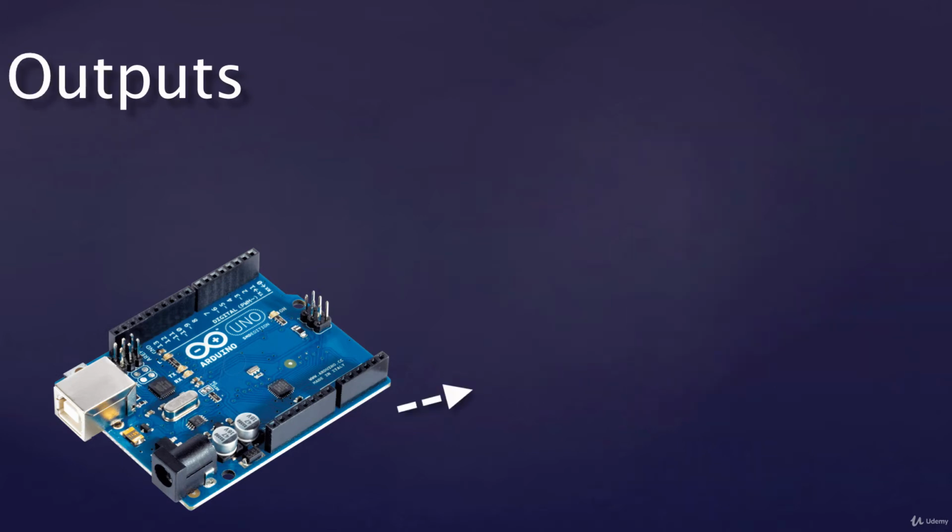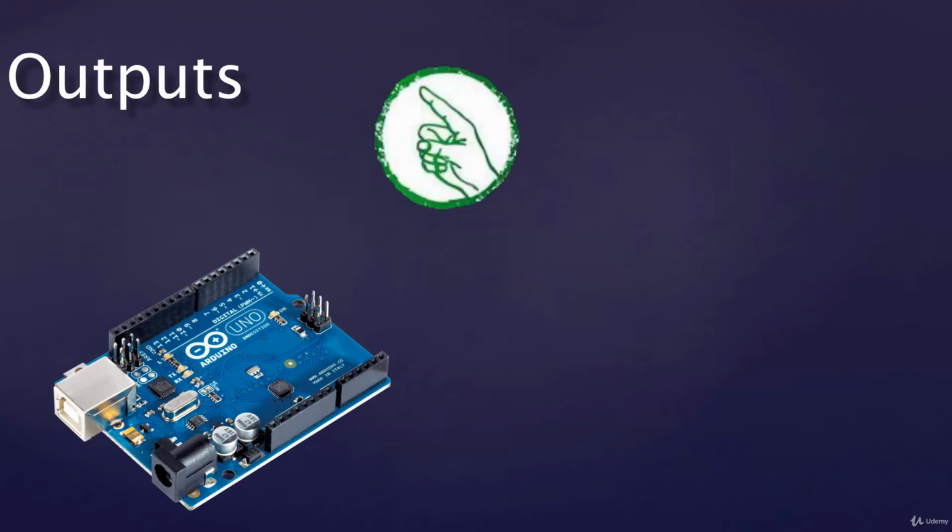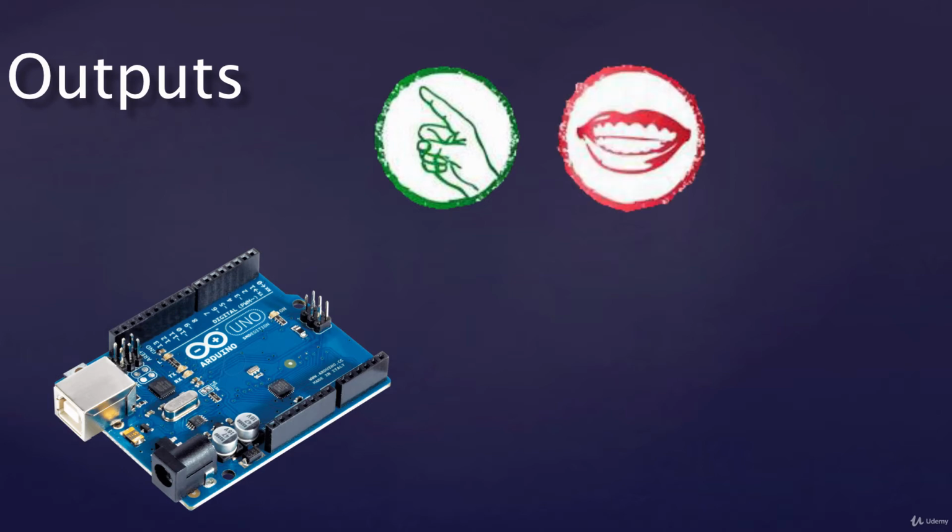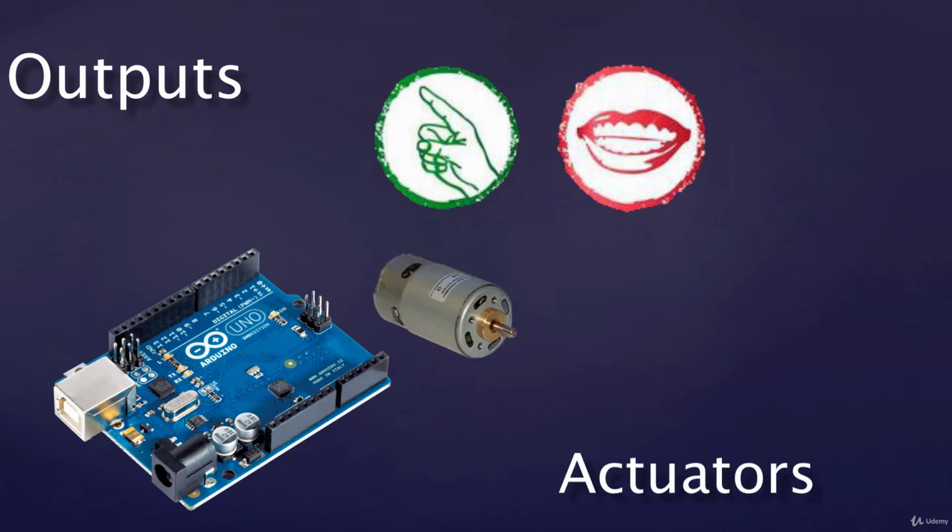On top of that, the microcontroller or Arduino can also interact with the world. For humans, this is motor controls, such as moving our arms or our ability to speak. For a microcontroller, these are called actuators. An example of this would be a motor that allows us to move something. Another example would be a speaker that allows us to create sound.